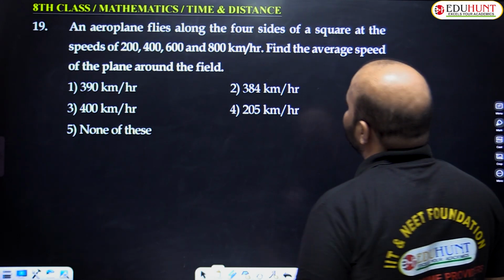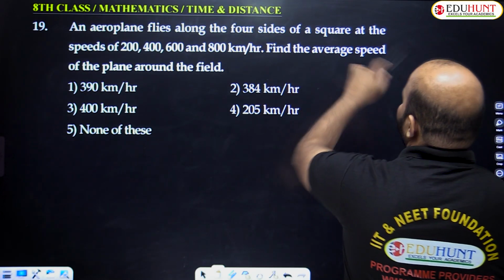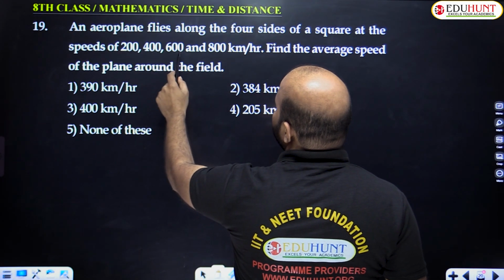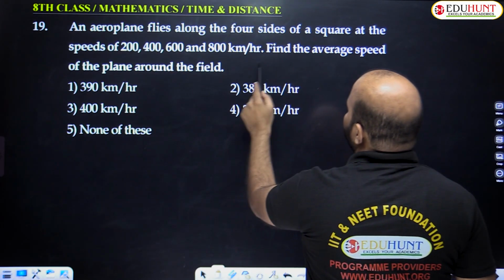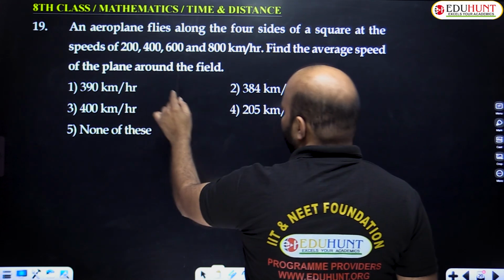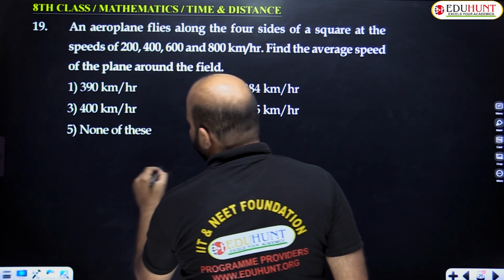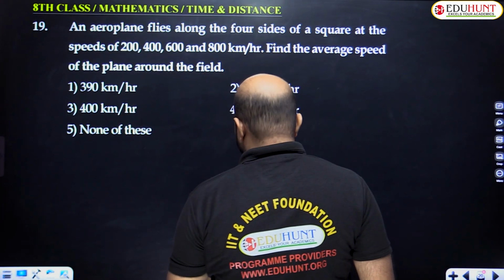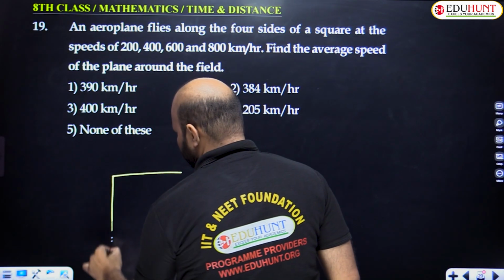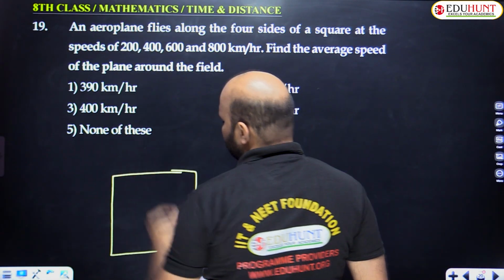An aeroplane flies along the four sides of a square at the speeds of 200 km per hour, 400 km per hour, 600 km per hour and 800 km per hour respectively. Find the average speed of the plane around the field. So what am I given? A square. Actually the four sides of a square are given. So let us consider a square field.